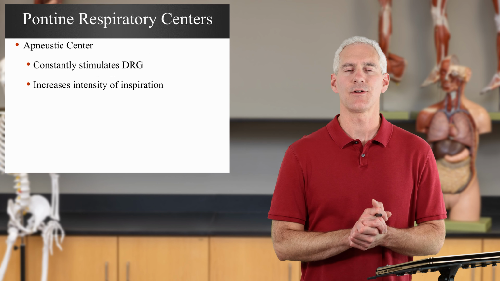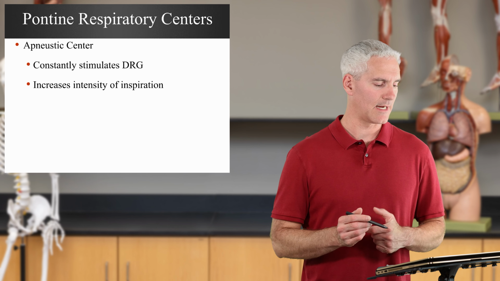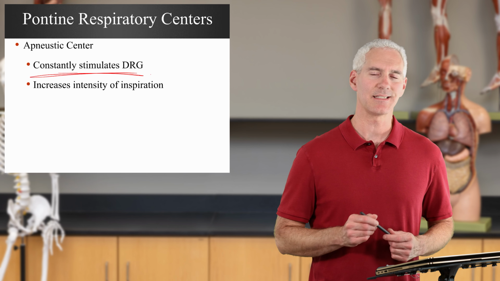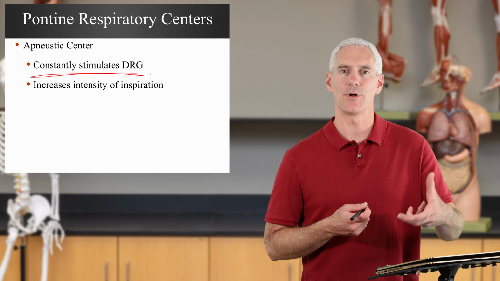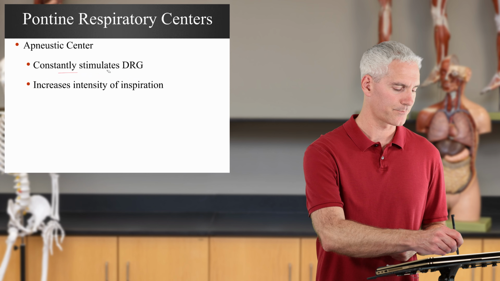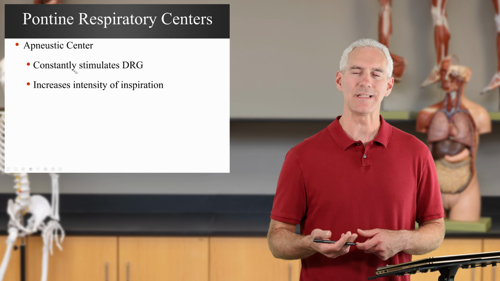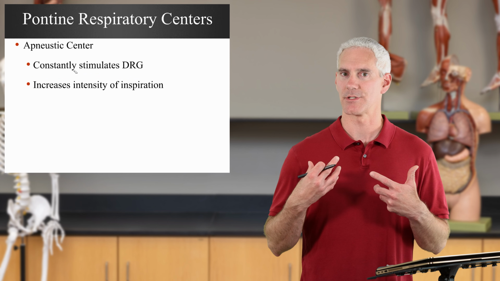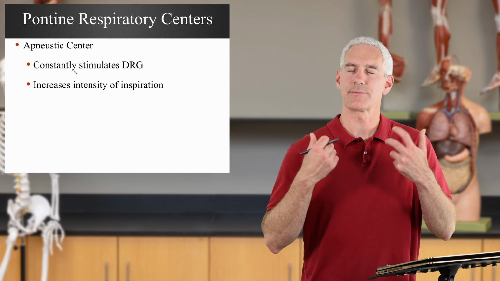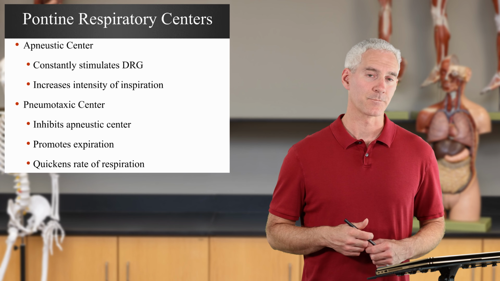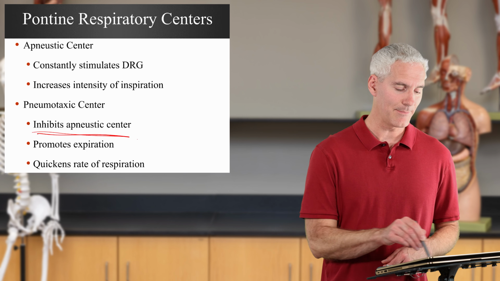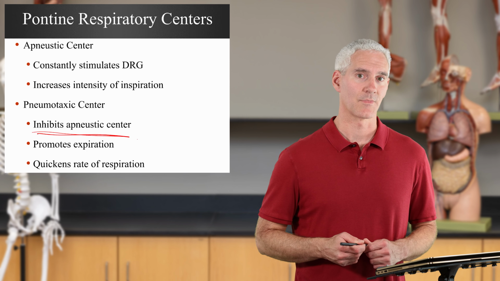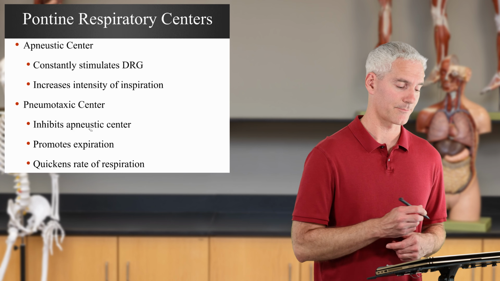So the apneustic center itself is constantly stimulating the DRG. You're constantly sending input into that dorsal respiratory group. It's helping to increase the intensity of inspiration, so it increases your inspiratory intensity. While the pneumotaxic center, interestingly enough, inhibits the apneustic center. So therefore it promotes expiration.